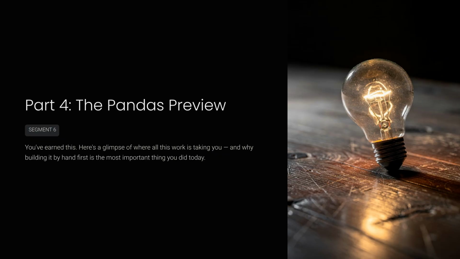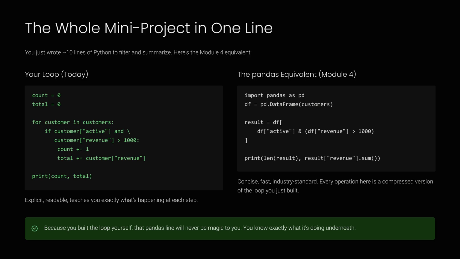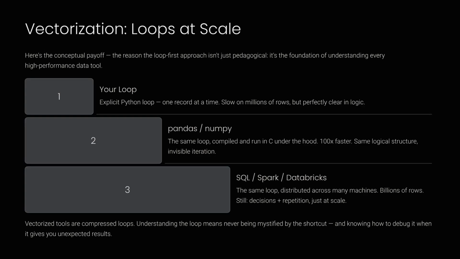We are now ready for our pandas preview. You've done the hard work of building loops by hand, and that foundation will make learning advanced data tools much easier. Look at the difference between your Python loop and a pandas query. While the pandas version is just one line, it is essentially performing the exact same logic you just spent time building. This is vectorization. Whether you are using pandas, SQL, or Spark, you are ultimately running optimized, compiled versions of the loops you wrote today. Understanding the loop allows you to master these high-performance tools.